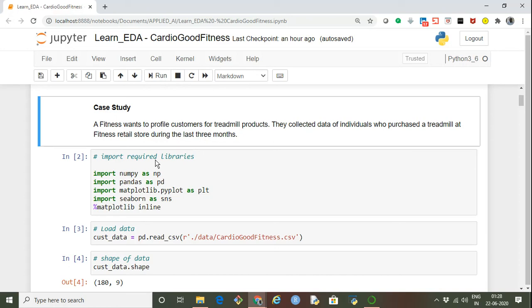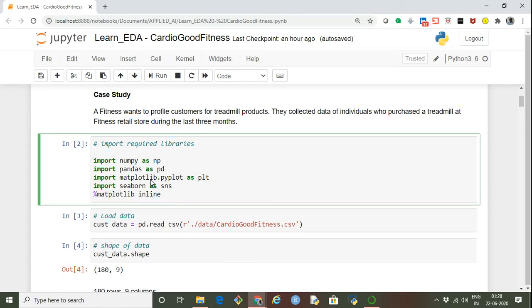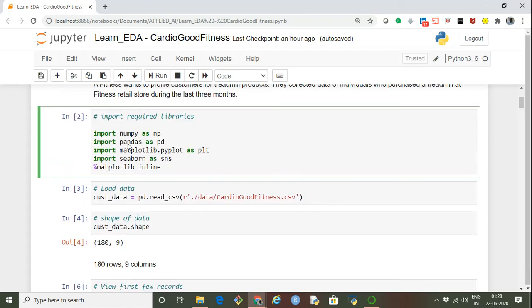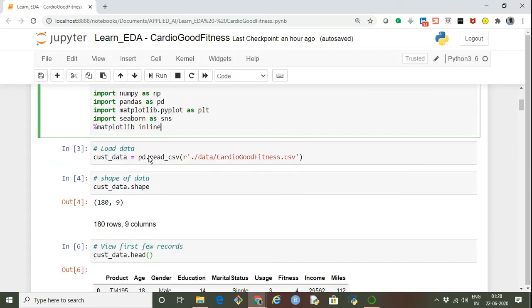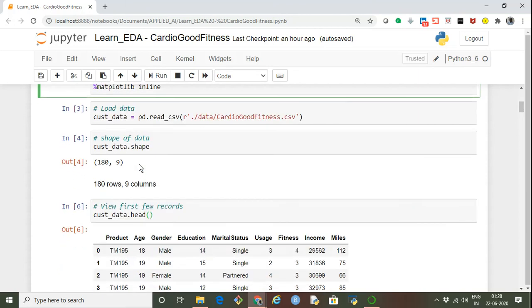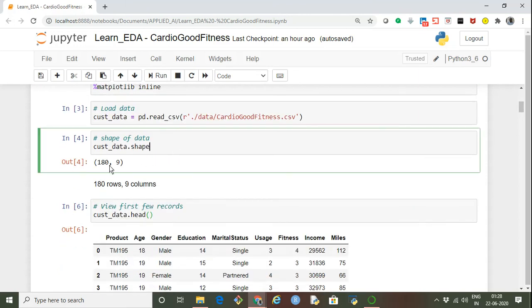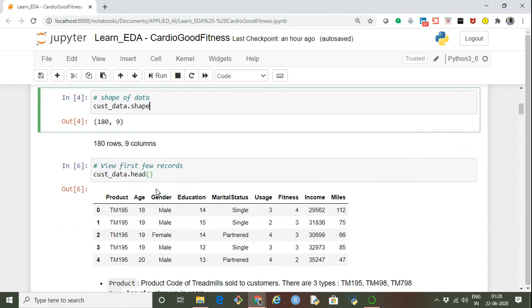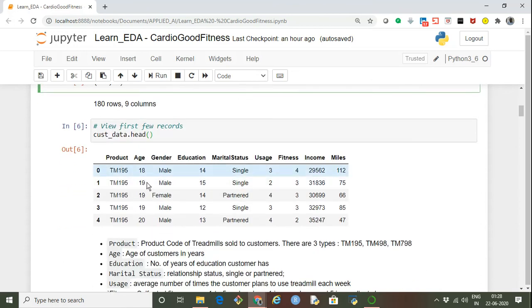First we will import the libraries as usual using the import method: numpy, pandas, matplotlib pyplot, and seaborn. Then I'm reading the data from a CSV file, cardiogoodfitness.csv, storing it in a data frame, customer_data. If I check the shape of it, it has 180 rows and 9 columns. Let's quickly check the first few records. The columns are product, age, gender, education, marital status, usage, fitness, income, and miles.